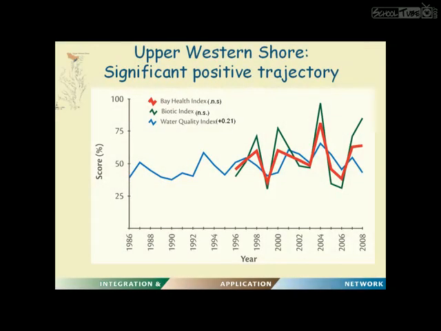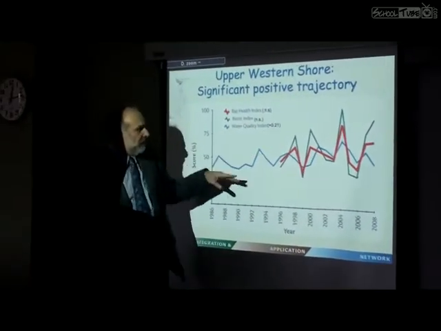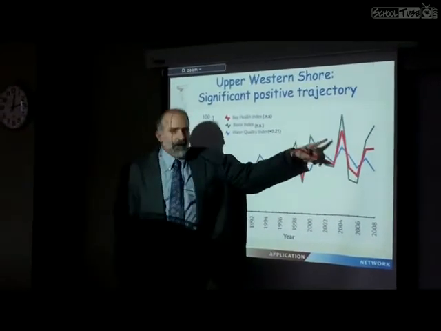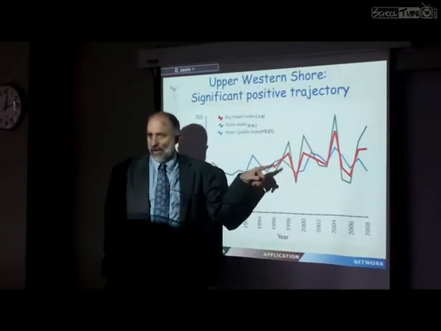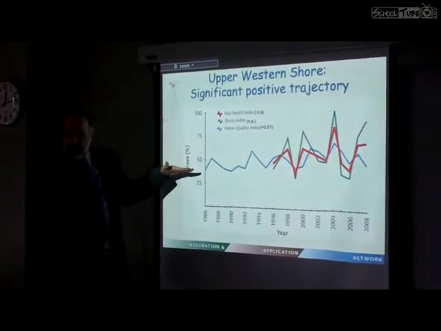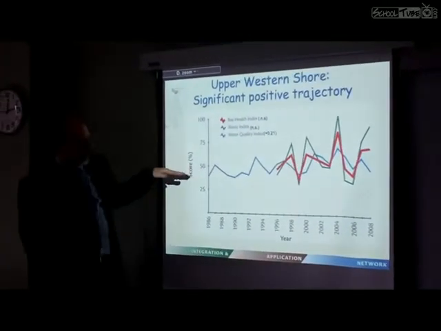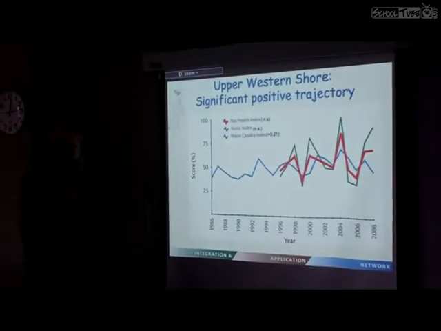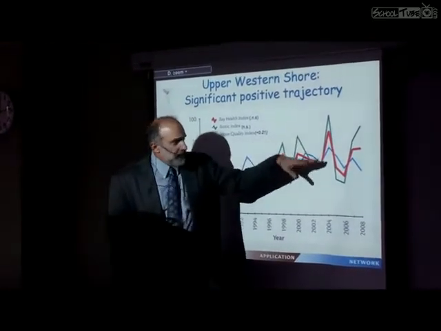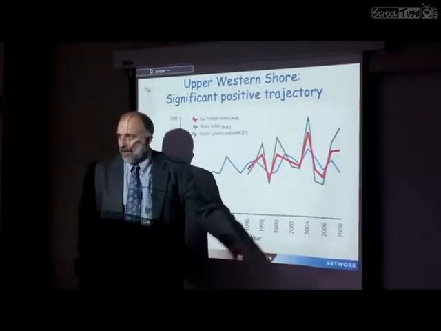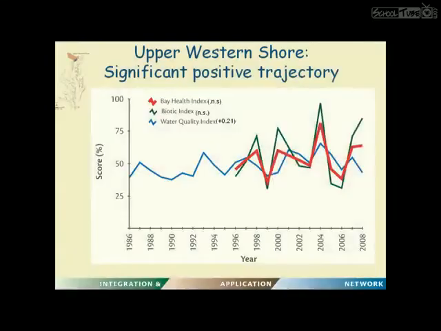Let's look at the Upper Western Shore. This actually didn't come up in that analysis of positive trajectories for the Bay Health Index. It wasn't significant, but it does come up for the Water Quality Index. You can see why it didn't come up as positive, because it's noisy. But looking across the water quality, the blue line is statistically significantly improving, and even though it's noisy, your eye can follow that positive trajectory.